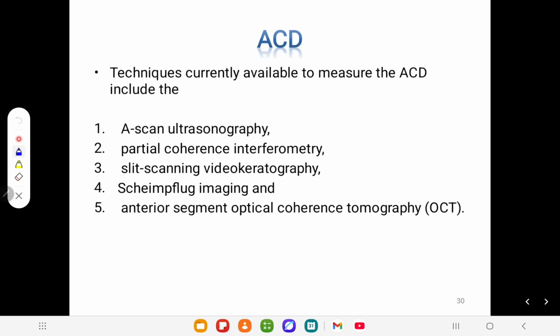So what are the techniques by which we measure the SCD? First, A scan ultrasonography, yes, definitely. Partial coherence interferometry, yes. Slit scanning video, yes. Scheimpflug camera, yes. Interesting OCT, definitely yes. These are the techniques that we use.